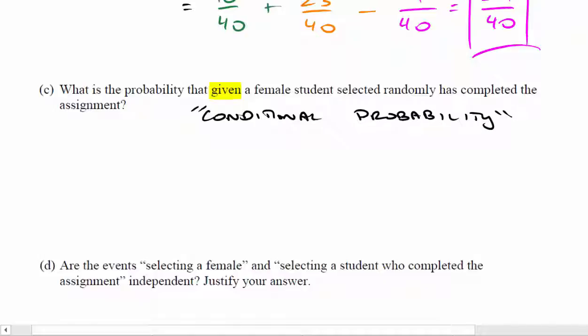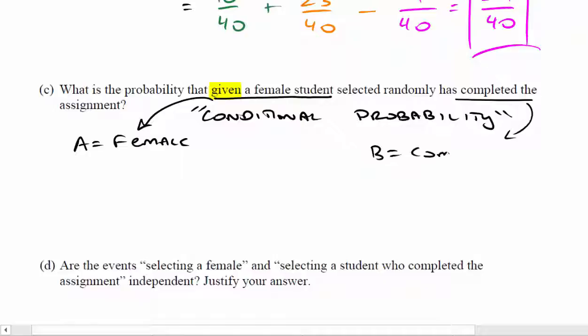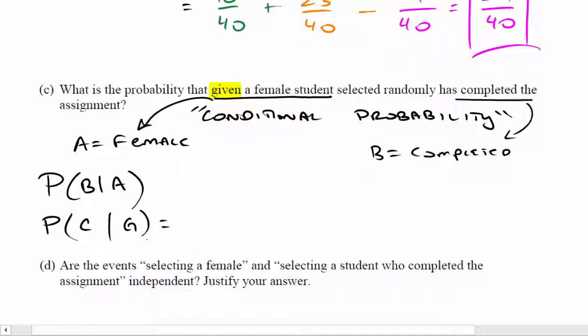So what I'm going to do is first identify what's what and then use the conditional probability formula to help me. What is the probability that, given a female student, I'm going to call that event A. So A will be the female student selected randomly. Has completed the assignment, so this will be event B, the completed assignment. So what I'm looking for is the probability of B given A. Or, if we wanted to go back to our original notation, the probability of a completed assignment given the fact the student was a girl.